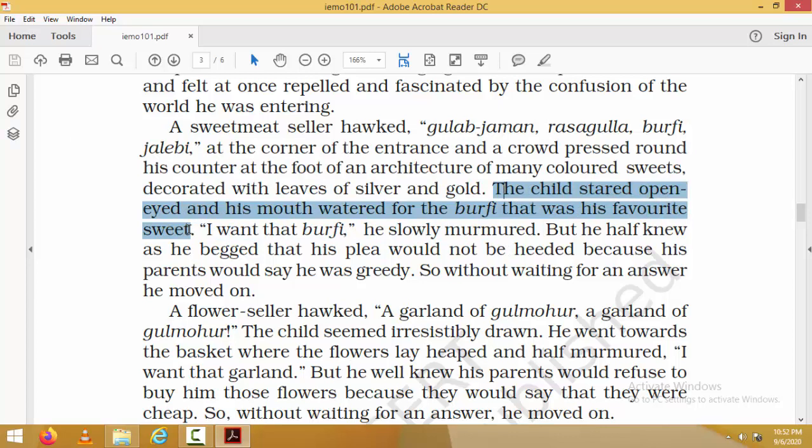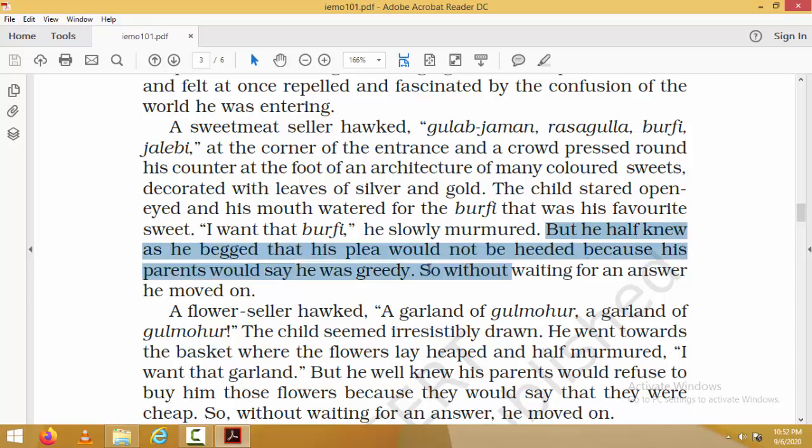The child stared open-eyed and his mouth watered for the burfi that was his favorite sweet. What is his favorite sweet? Burfi. Once he saw that, his mouth watered for the burfi. Now he starts to demand, I want that burfi. He slowly murmured, the small boy slowly murmured.